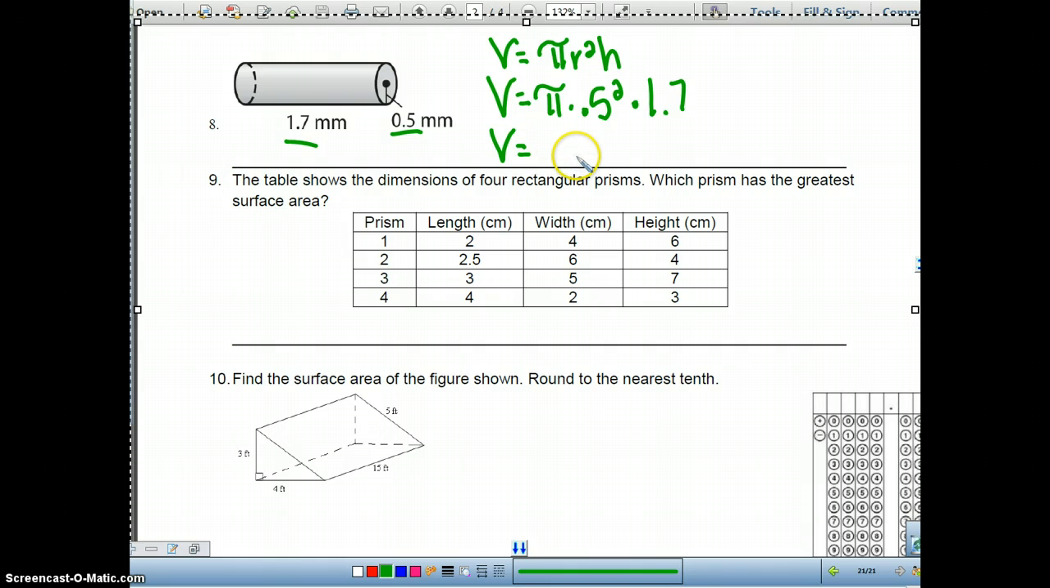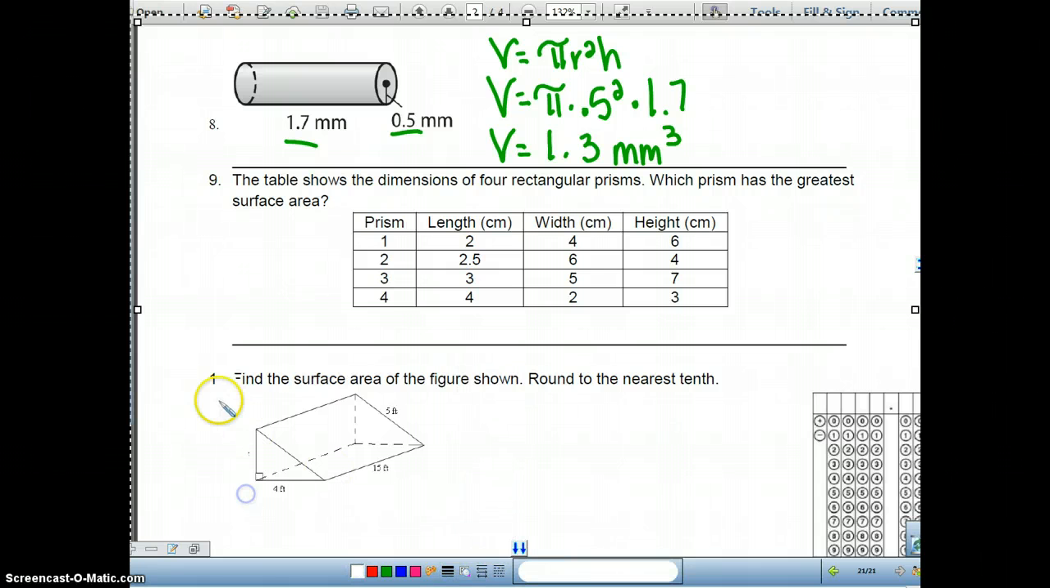1.335 something. But it says round to the nearest tenth, so our answer would be 1.3. And what's our unit of measure? Millimeters cubed. Awesome job. Let's move on to number 9 because this one has a lot of pieces and parts.